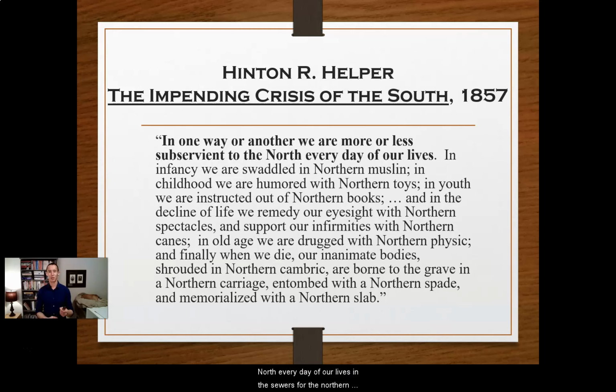In infancy, we're sold in Northern muslin. In childhood, we are humored with Northern toys. In youth, we're instructed out of Northern books. In decline of life, we get Northern cycles. Everything advanced, Southerners had to import from the North. And they knew this, so the South stayed incredibly underdeveloped, and it was largely because of slavery.